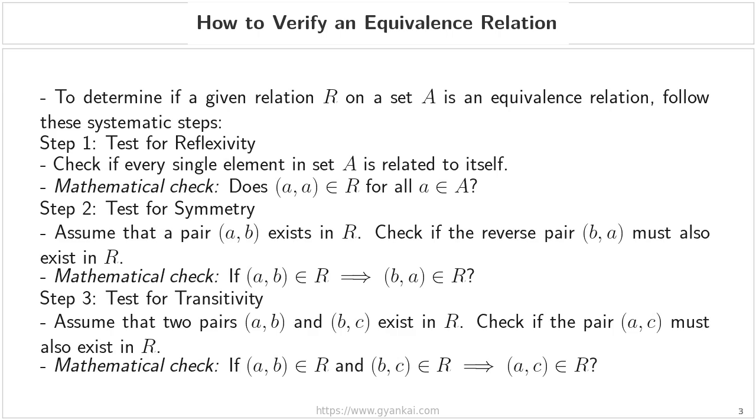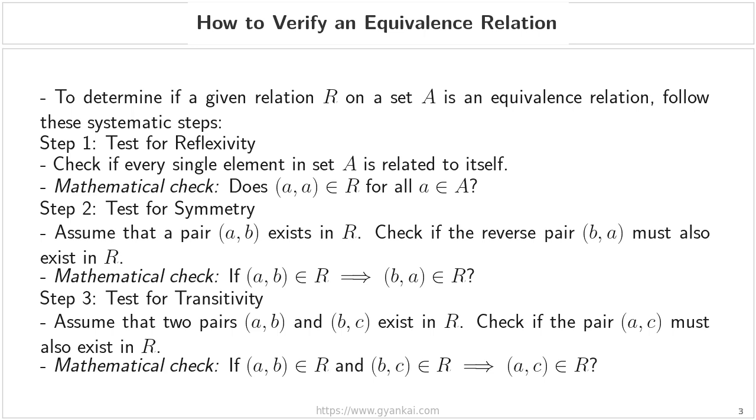Finally, we have step 3, the test for transitivity. This one is slightly more complex. Assume that two pairs exist in relation R. The first pair is (a, b), and the second pair is (b, c). You then need to verify if the resulting pair, (a, c), must also exist in relation R. In other words, if a is related to b and b is related to c, then a must be related to c.